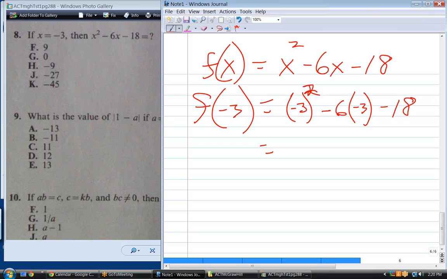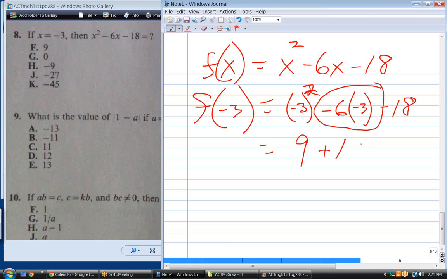What's minus 3 squared? Minus 3 squared is 9. Okay, what goes next? 6 times negative, now what does all of that reduce to? 18. Plus 18. Yes. And I need the plus sign.